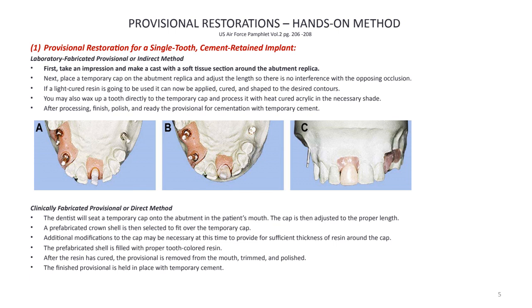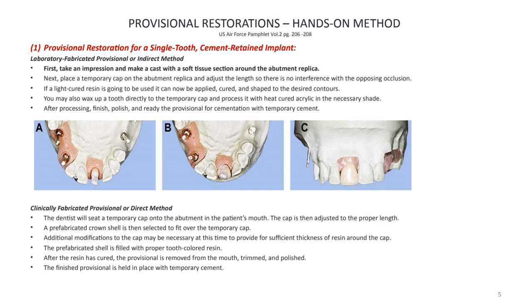The dentist will seat a temporary cap or a temporary abutment in the patient's mouth. Then it is adjusted to the proper length. So again, that temporary abutment comes in a certain length and it has to be cut down to fit for the occlusal or the vertical dimension.